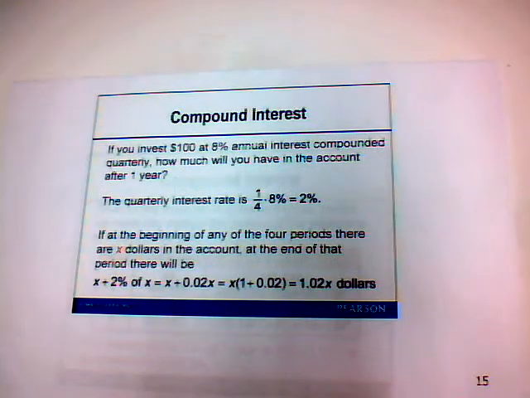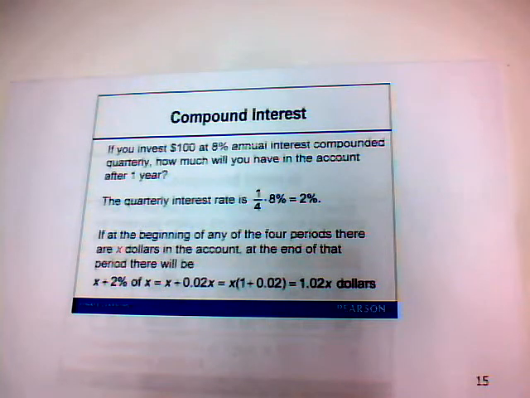So if you invest $100 at 8% annual interest compounded quarterly, how much will you have in the account after 1 year? So now it's compounded quarterly, so the quarterly interest rate will be 1/4 of 8%, or 2%.